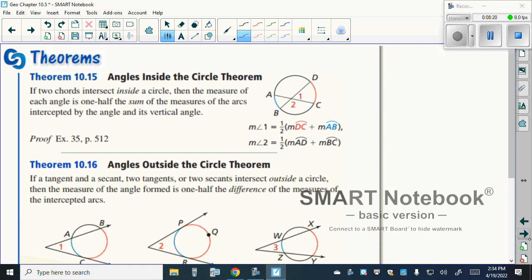Now, if the 2 lines intersect inside the circle, here, angle 1 is going to equal 1/2 of the sum of the 2 arcs. So if we take arc DC and arc AB, add their measures together and divide by 2, we get the measure of angle 1. Well, we actually also get this angle too, because they're vertical angles and their measures are going to be the same. We can say the same thing about angle 2 and these 2 here.